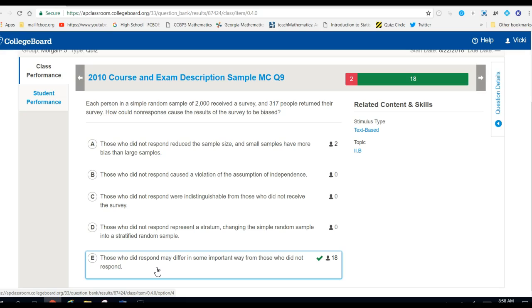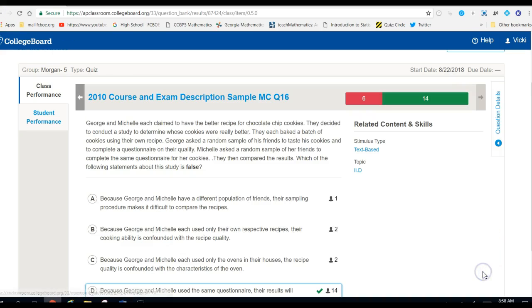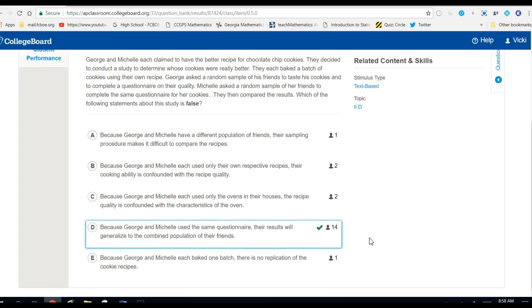Now, if the population of the people who didn't respond look exactly like those who did respond, there really wouldn't be an issue. The problem is you just don't know if that's the case or not. All right, so look through each of these and understand that E is definitely the best choice there, and that's how you have to approach these. You must read every answer. Do not ever choose an answer before you've gotten to the very last one.